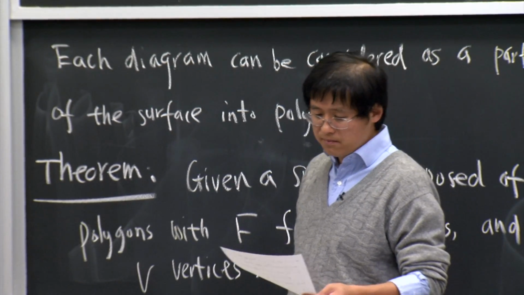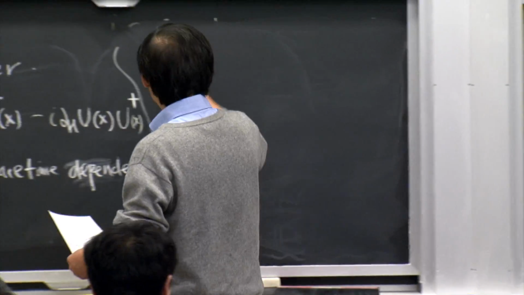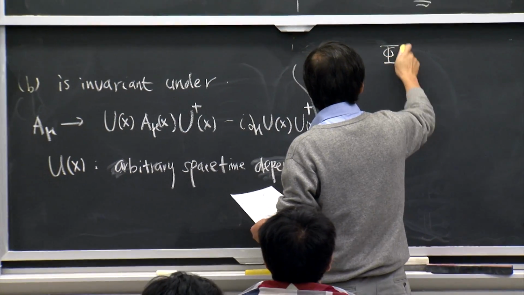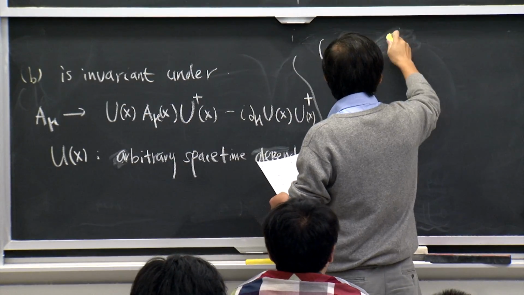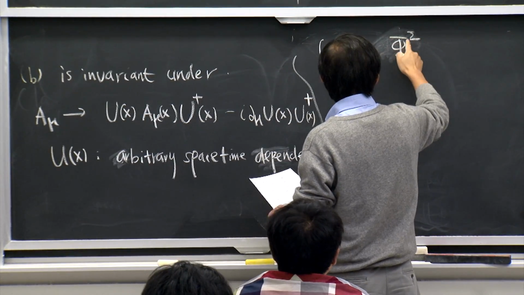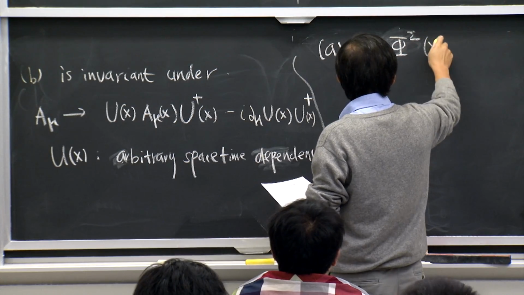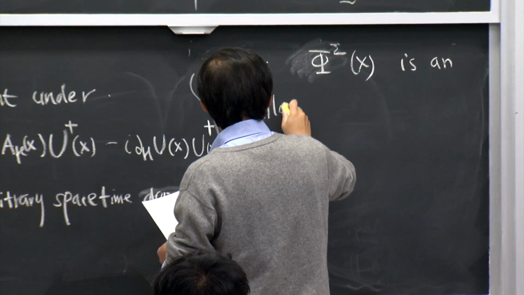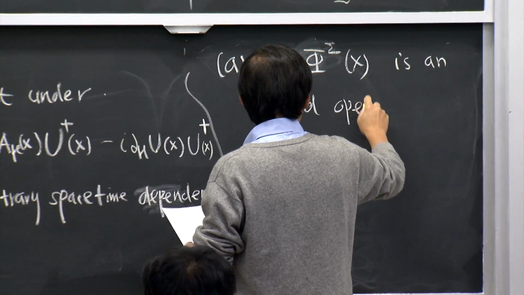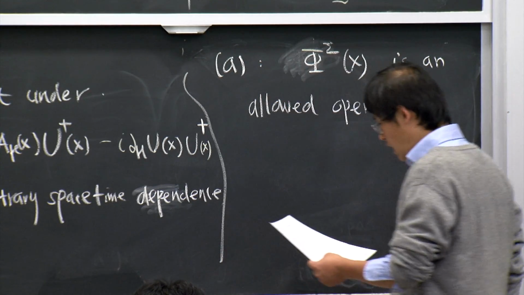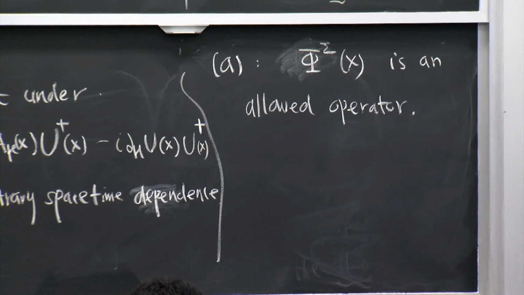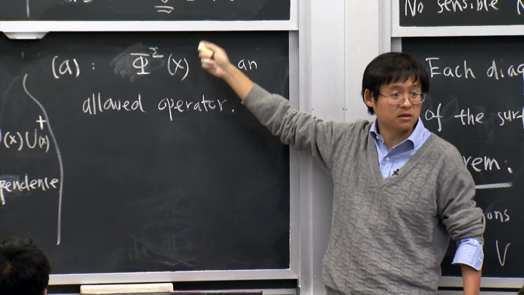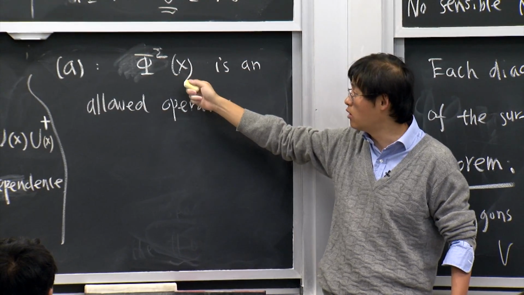So the key difference is that in the case of A, an operator like phi squared, where phi is a matrix so phi squared is a matrix, phi squared of x is an allowed operator. This operator is not invariant under this global U(N) symmetry, but it doesn't matter because this is a global symmetry. So this is an allowed operator.